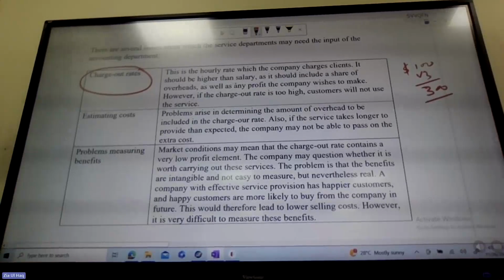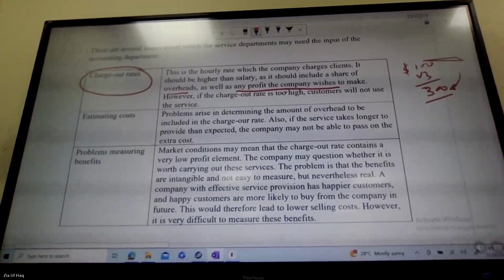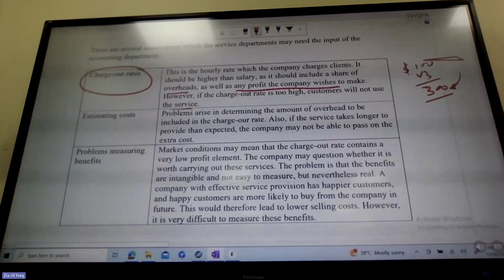It should be higher than salary. If the person providing the services has a salary of $100 per hour, normally we need to charge 300 to the customer, as it should include a share of overheads, meaning expenditure, as well as any profit the company wishes to make. However, if the charge out rate is too high, customers will not use the service. We need to make sure how much we should charge so that it is in line with the other competitors.